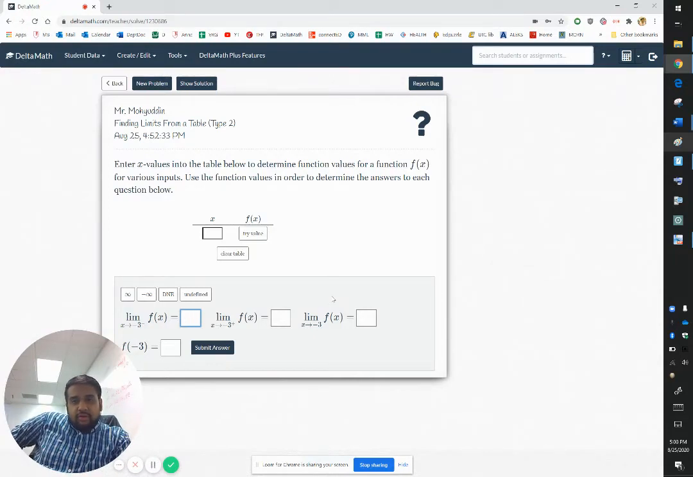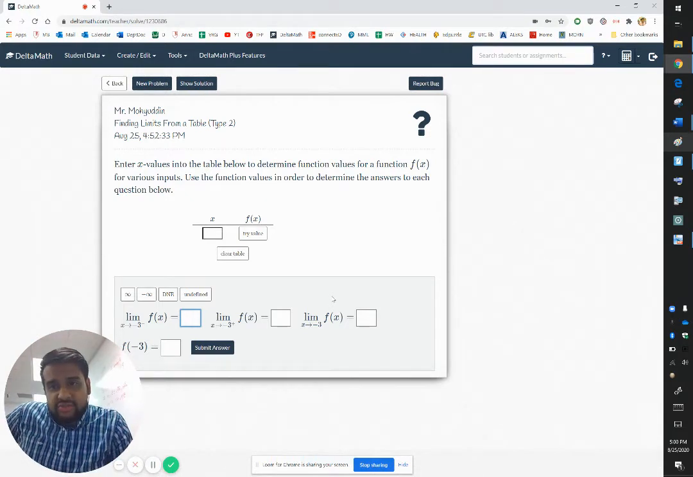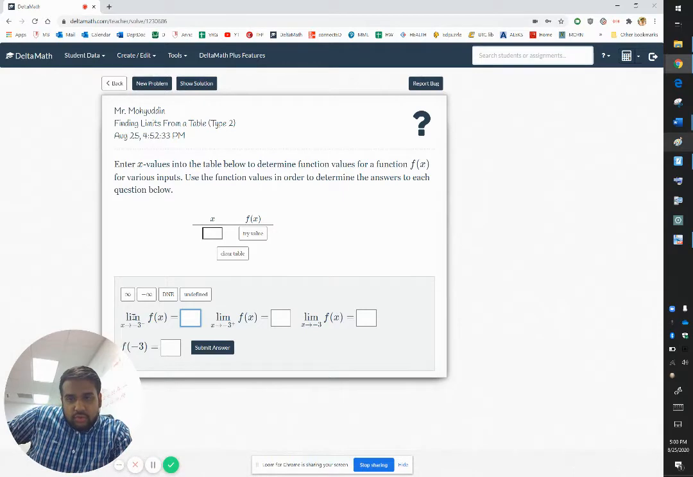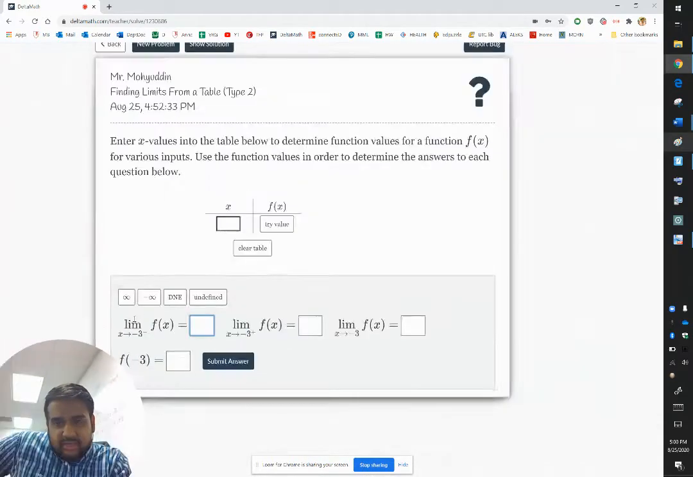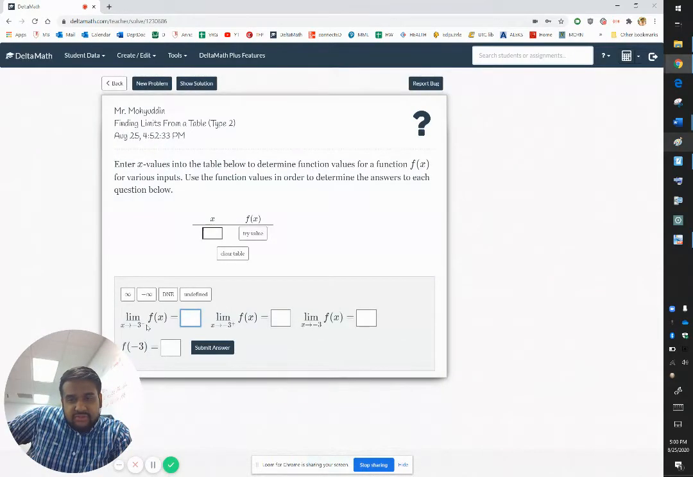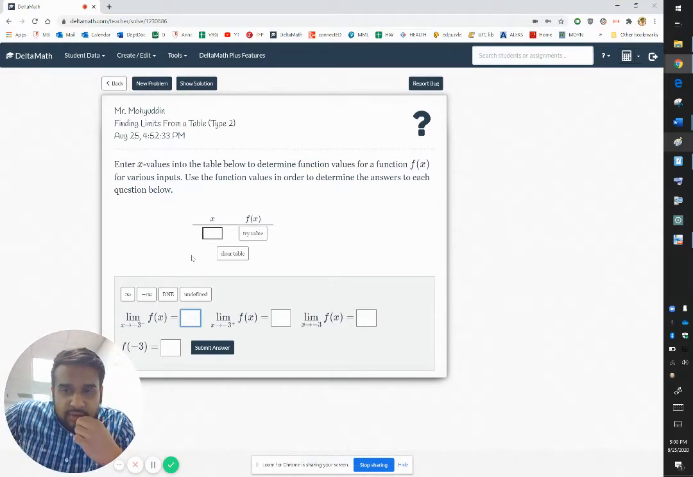I have a help video here on how to use a table, or to create a table, to answer limit questions. So we're given this question here, which asks to find the limit as x approaches -3 from the left of some function f of x, which we have no algebraic representation of nor graphical representation of. So we have to use numbers as our means to answer this question.